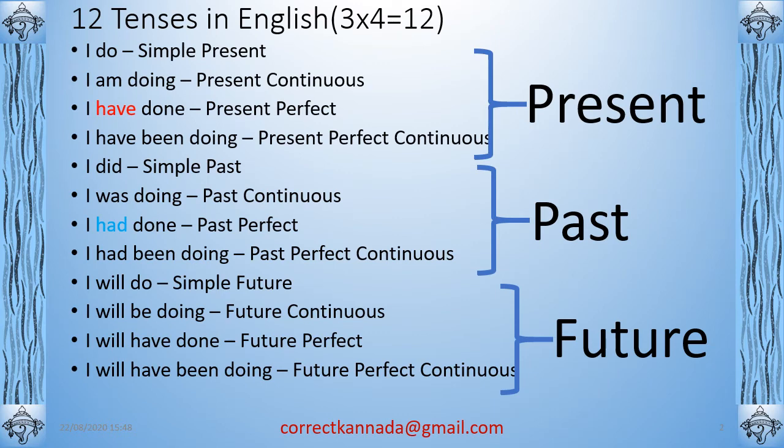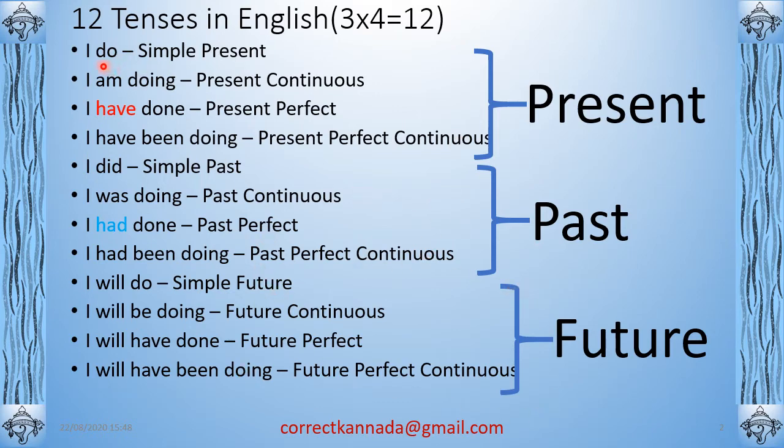Basically, in English there are 12 tenses, which is three main tenses and four aspects. That's what it is called. So present, past, and future are the actual tenses, and the four are aspects, which means simple aspect, continuous aspect, perfect aspect, and perfect continuous aspect. This is how English tenses are classified, right? So if you take the present tense, you have four aspects in it. Past tense will have four aspects. Future tense will have four aspects.